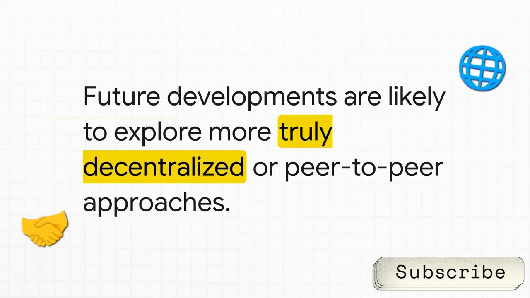So where's this all going? Well, the next big step is to become even more decentralized. Right now, a lot of these systems still have that one central server calling the shots, and that can be a weakness. The real future might be in true peer-to-peer systems, where devices can just talk and learn directly from each other, with no central boss. That would make the whole network stronger and even more private.